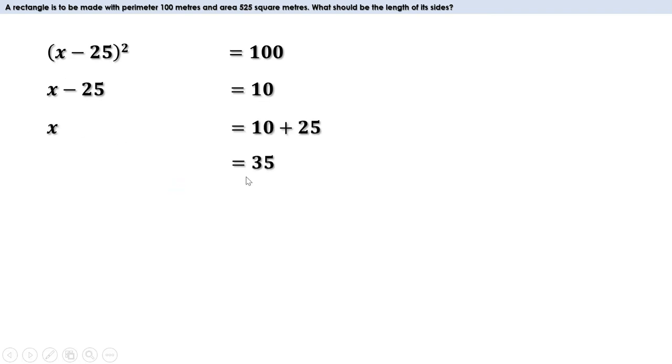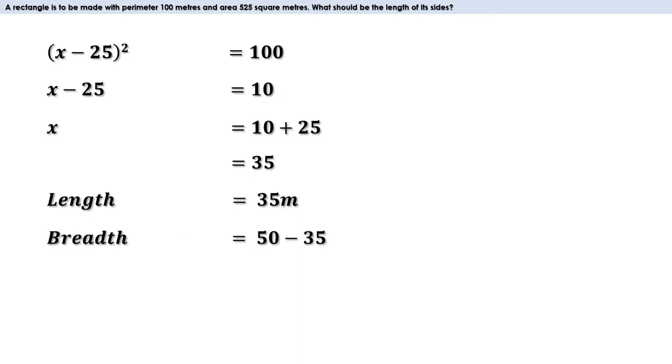x is 35. That means the length of the rectangle is 35 meters. We have taken breadth as 50 minus x. Therefore, breadth equals 50 minus 35, or 15 meters. Therefore, the sides of the rectangle are 35 meters and 15 meters.